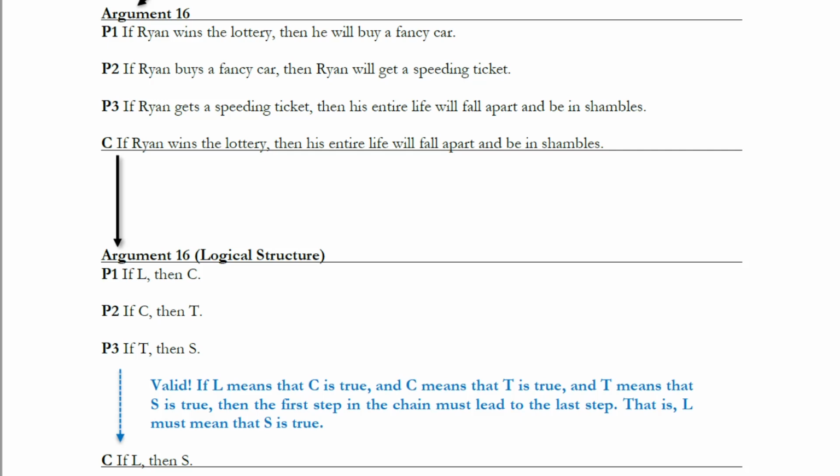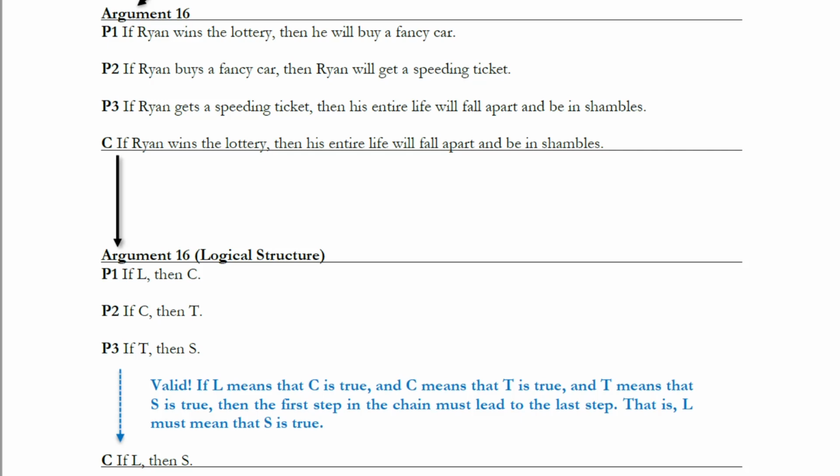Now, argument 16 is valid. The argument presents us with three if-then statements in which the then part of one statement is the same as the if portion of the next statement. We see that Ryan winning the lottery means that Ryan will buy a fancy car, and Ryan buying a fancy car means that Ryan will get a speeding ticket. Furthermore, it is claimed that Ryan getting a speeding ticket means that his entire life will fall apart. So each of the premises of the argument forms a continuous chain.